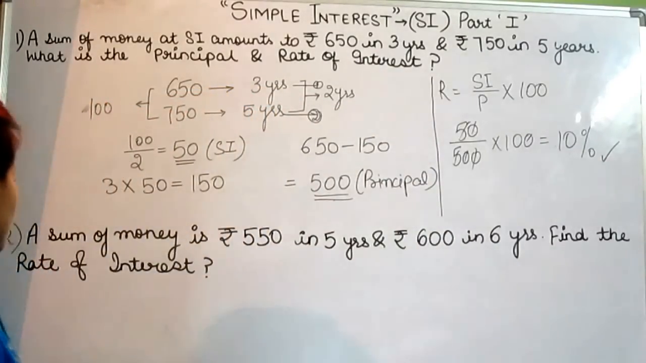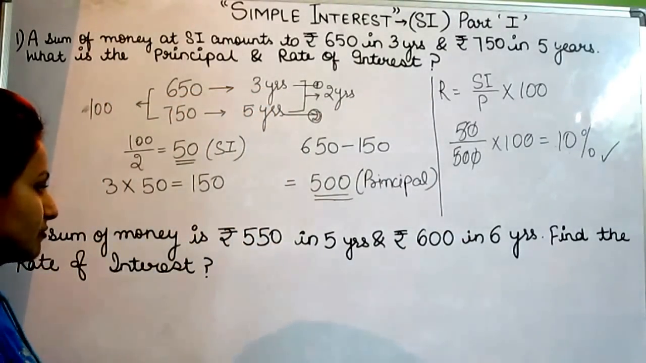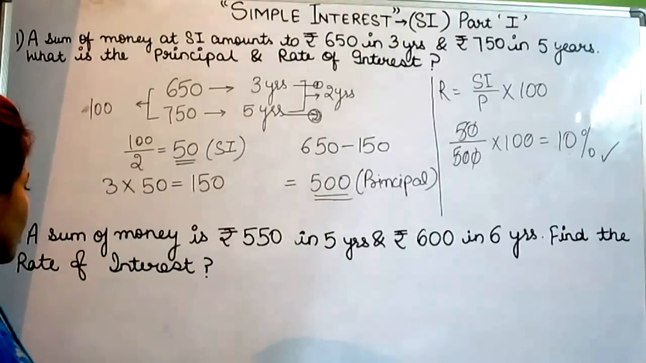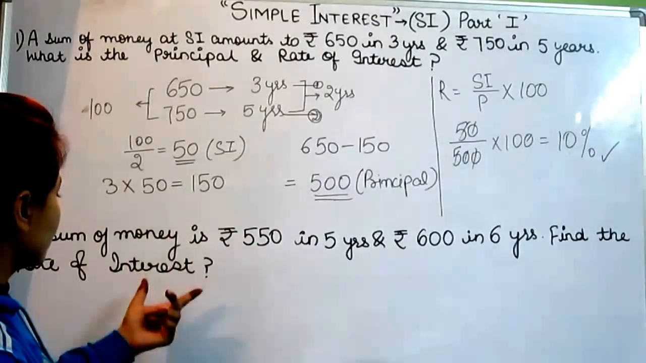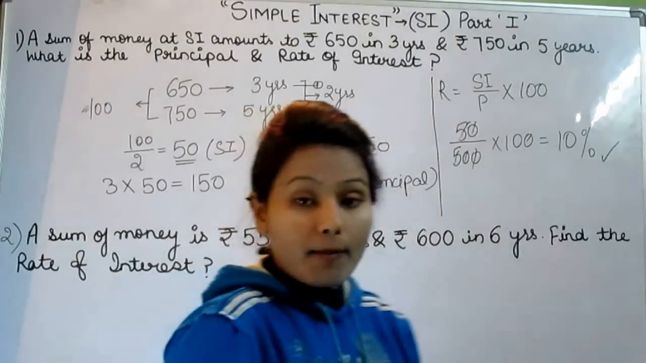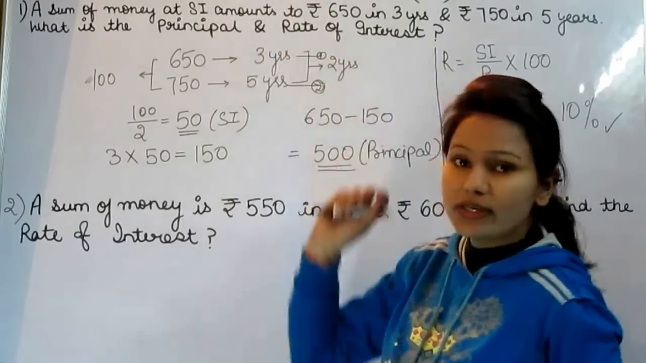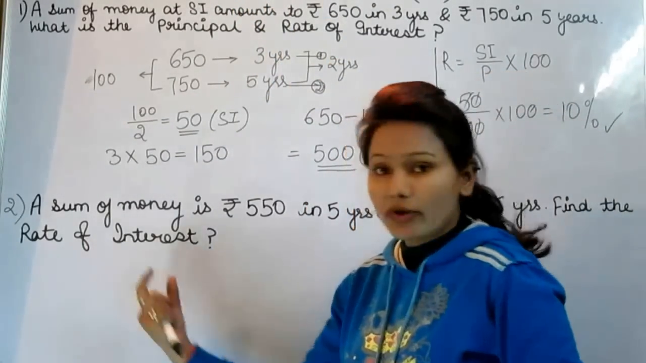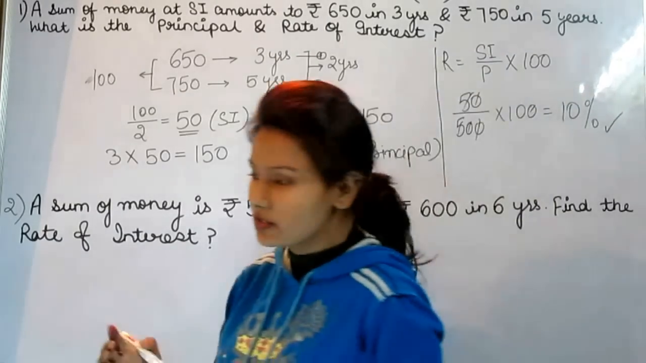Now see the second question. A sum of money is rupees 550 in 5 years and 600 in 6 years. Find the rate of interest. Now in this question we are not given that we have to find the principal also, but as we know, simple interest is always calculated on principal, right? So before getting the rate of interest, we must have the principal, fine? So we have to get the principal as well.